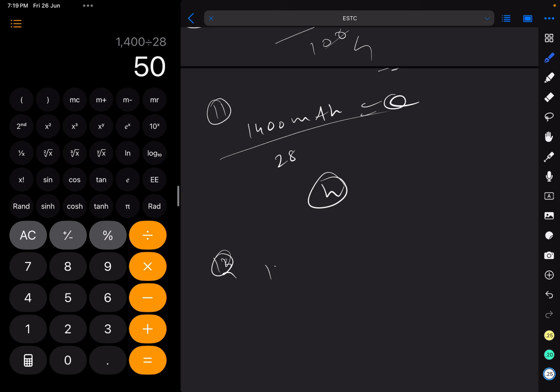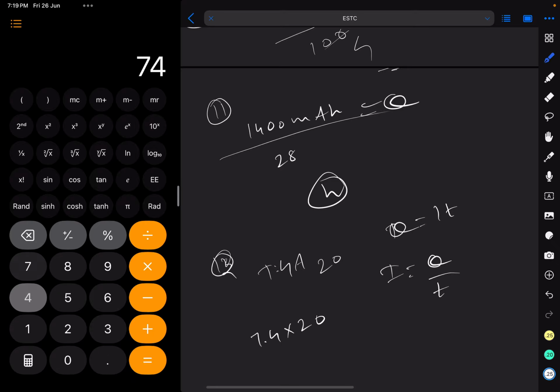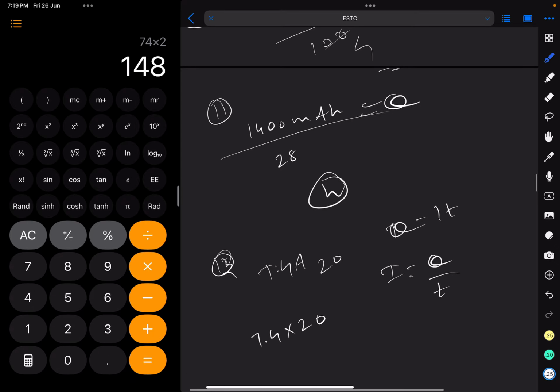13th question. 7.4 ampere current flowing through a conductor for 20 seconds. Q is equal to I T. Why these simple formulas? What are they asking? Charge, no? So 7.4 into 20, 148 coulomb.